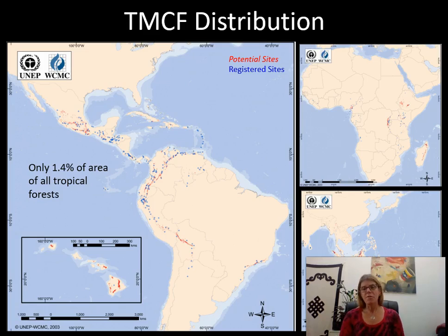So tropical montane cloud forest is found all over the world. All the dots on these images, the blue dots, are areas of preserved tropical montane cloud forest. The red dots are areas where you have microclimate that would support tropical montane cloud forests, but these areas are experiencing or have experienced deforestation. So while they are all over the world, they are restricted in area to these highland mountain regions. And overall, only 1.4% of all of tropical forests are these types of forests.